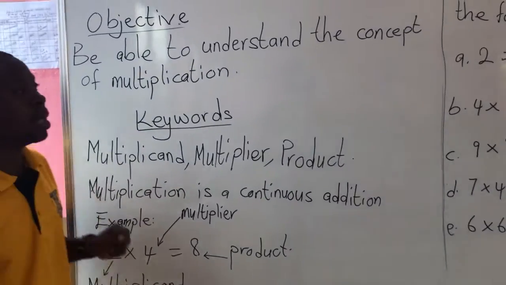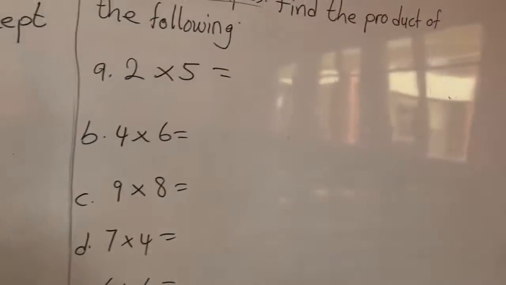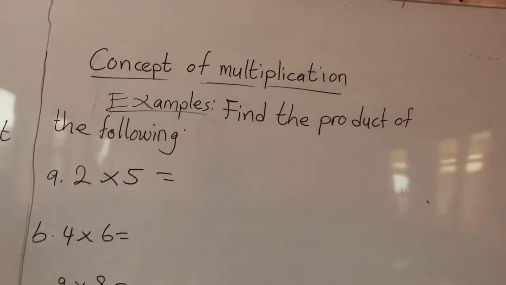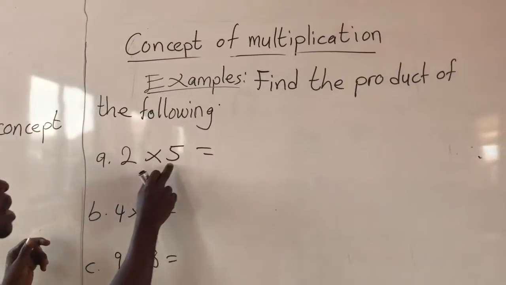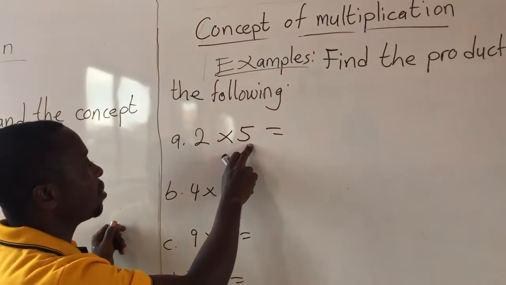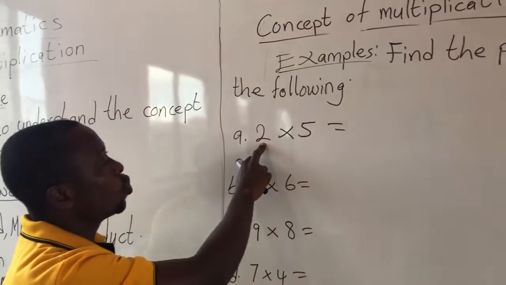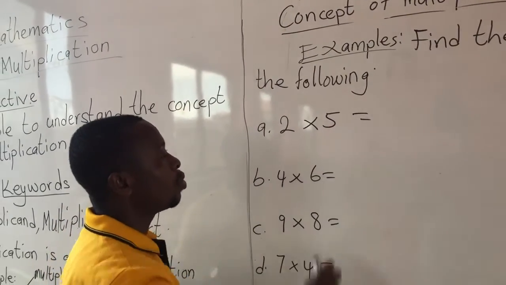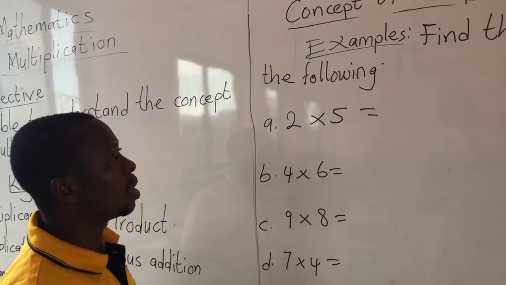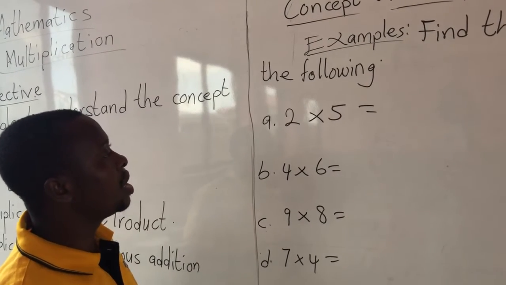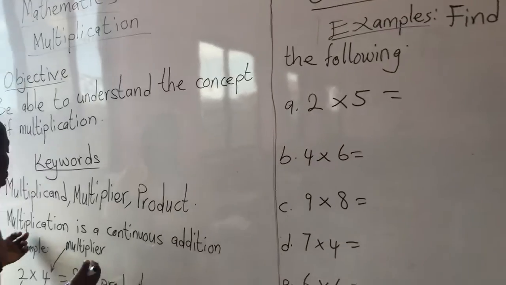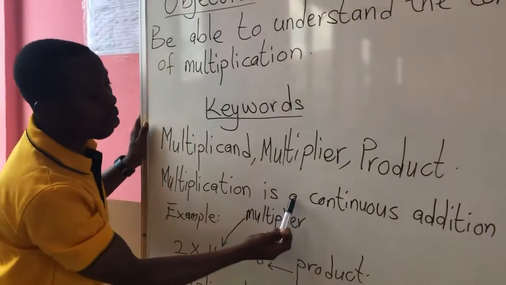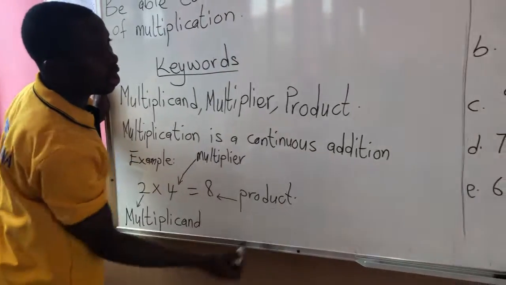Good. Now let's look at some examples on the concept of multiplication. We have here 2 times 5. The multiplicand is 2 and the multiplier is 5. Now we are looking for the product. Okay? So in this, we are saying that multiplication is continuous addition.